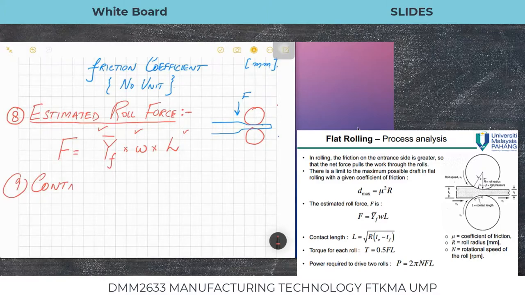So contact length L is equal to the square root of roll radius multiplied by initial thickness minus final thickness.